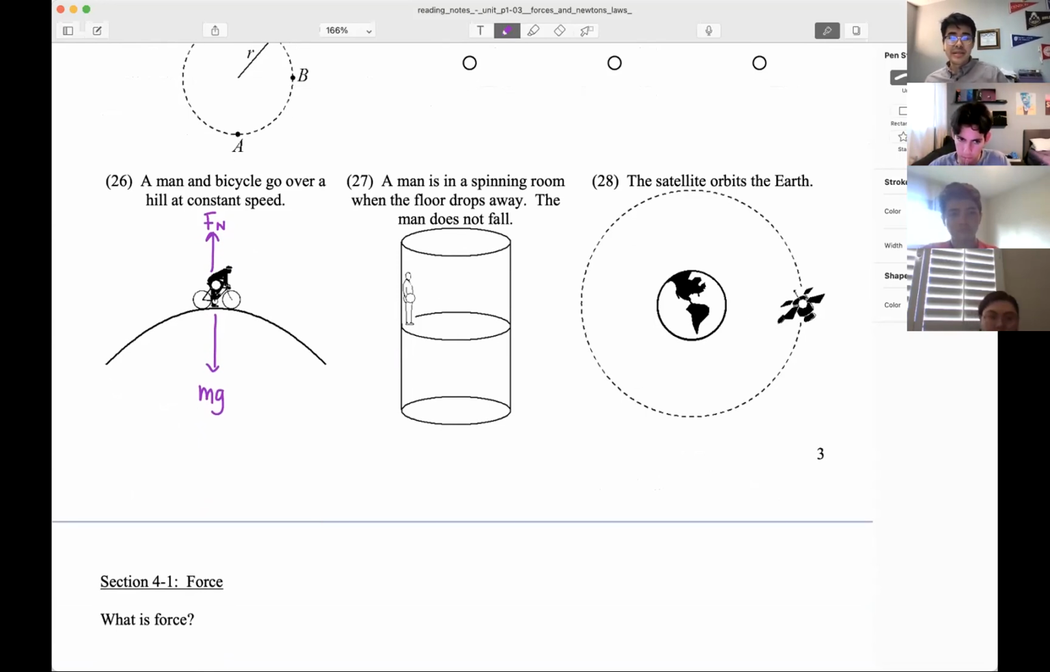And 28 is the satellite is orbiting Earth, right? So how many arrows should be in this one?